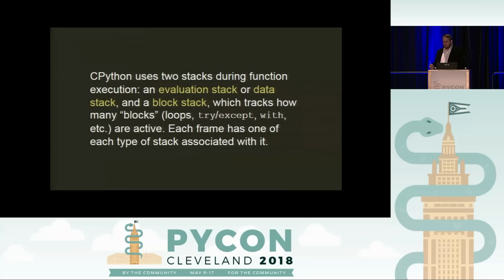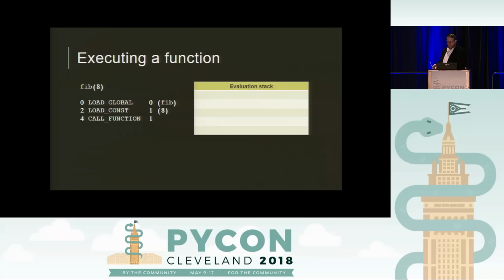So let's look at how we execute a function. Suppose we want to know the 8th Fibonacci number. We're just going to ask Python to calculate that using our Fibonacci function. That turns into 3 bytecode instructions: load global, load const, call function. So let's take a look at what's going on here. We start this with an empty evaluation stack.